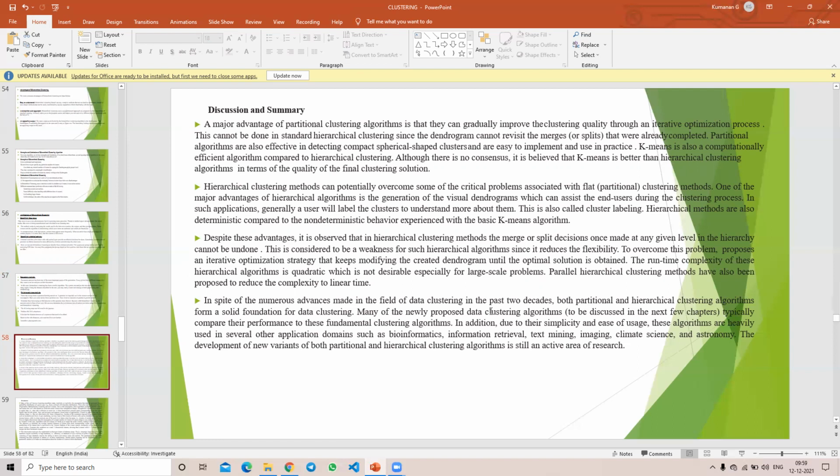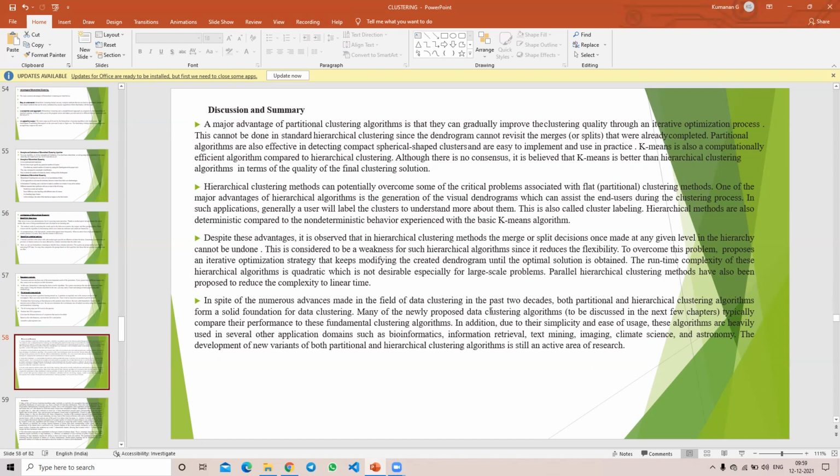Hierarchical clustering methods can potentially overcome some of the problems associated with the partitional clustering method. One of the major advantages of hierarchical algorithms is the generation of the visual dendrograms. We can assist the end users during the clustering process in such a place. Generally, users will label the clusters to understand more about them. This is also called cluster labeling. Hierarchical methods are also deterministic, compared to the non-deterministic behavior experienced with the basic K-means algorithm.